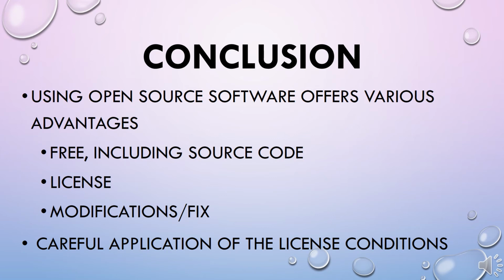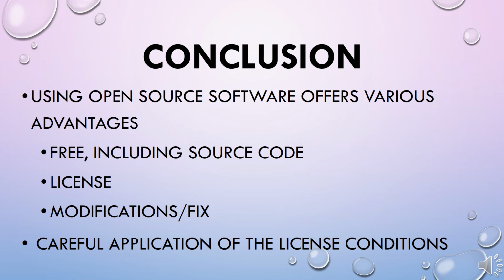So basically, the conclusion of this is that using open source software offers various advantages, such as the ability to reduce costs and development time, or to avoid being dependent on a single vendor. The software is freely available for anyone, including the source code. The license grants everyone permission to adapt or improve the source code, for example, to fix errors, or to make a more efficient implementation, or to add completely new functionality.